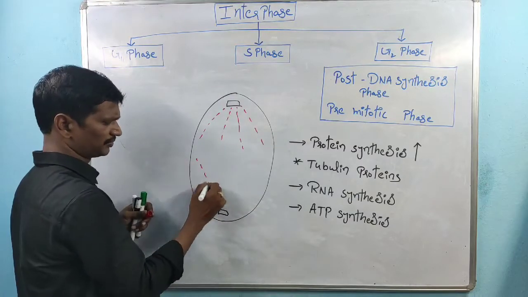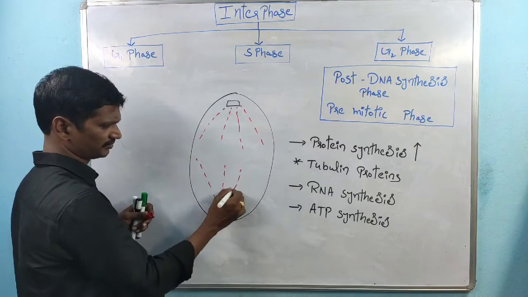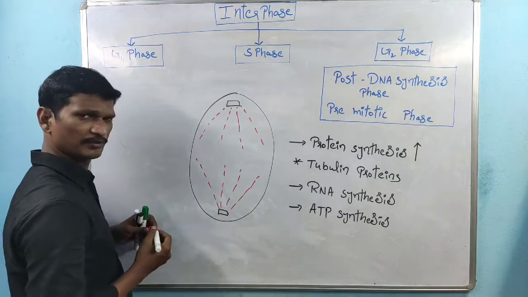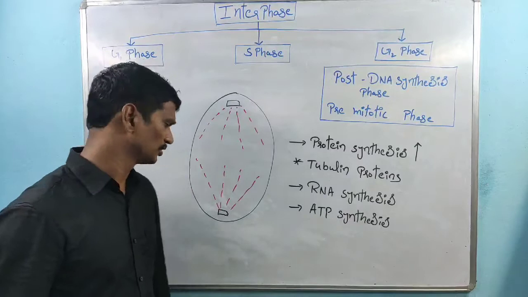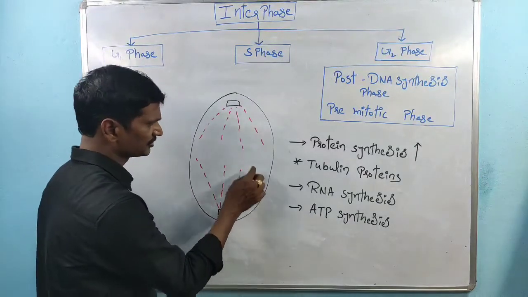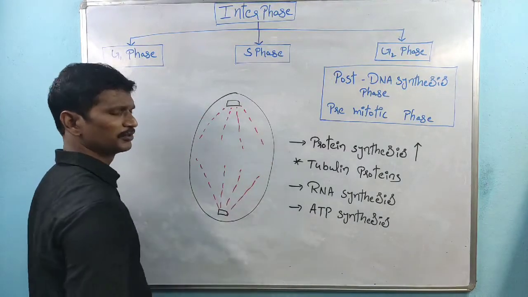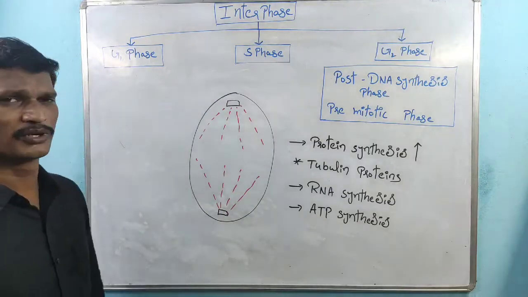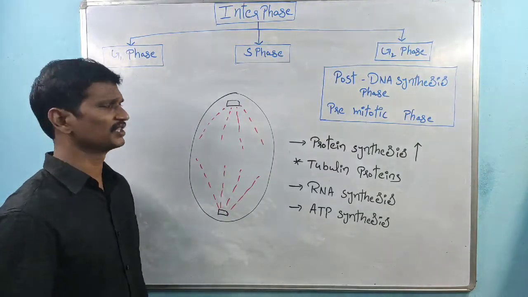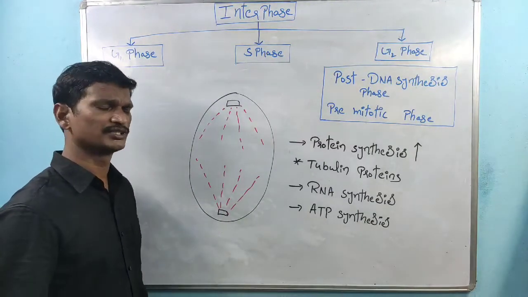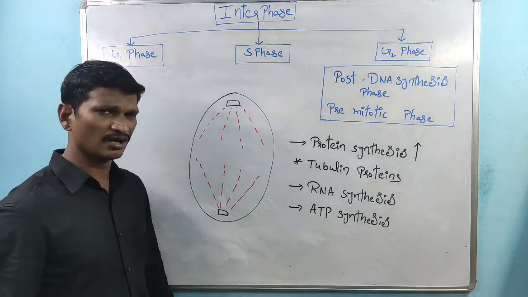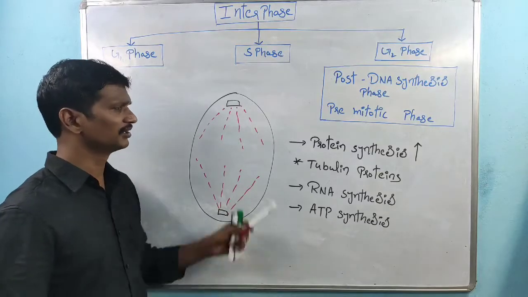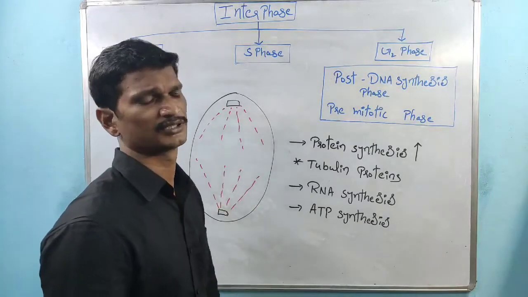So the spindle apparatus formation is majorly done by the tubulin proteins. So these are nothing but tubulin proteins. These tubulin proteins are polymerized, which forms the long thread-like structures. Okay, these are called as spindle apparatus.